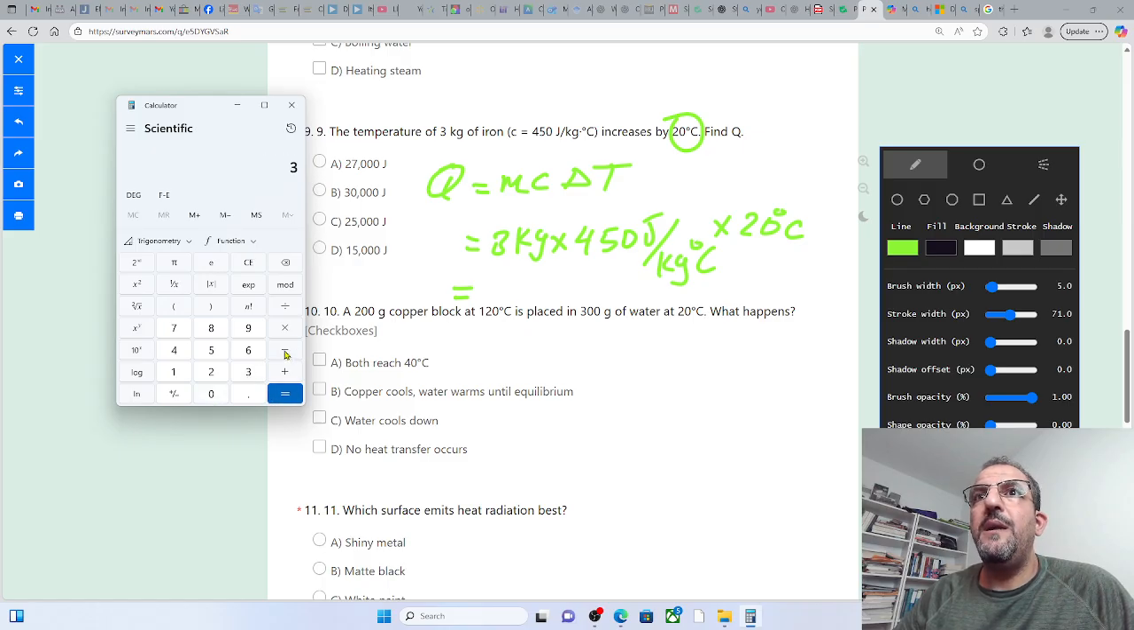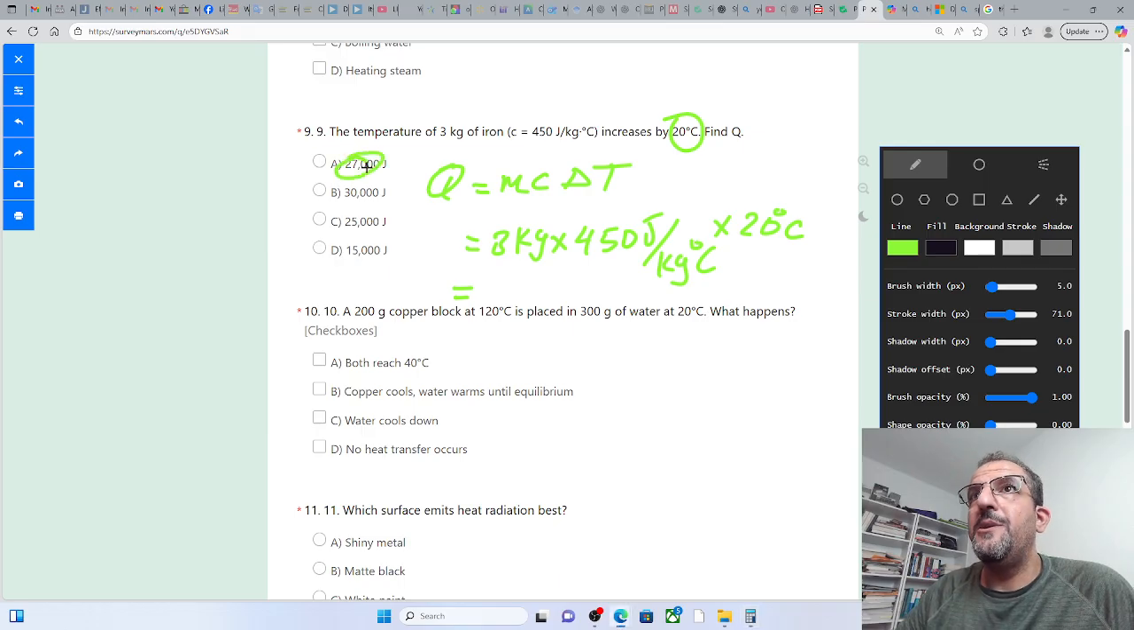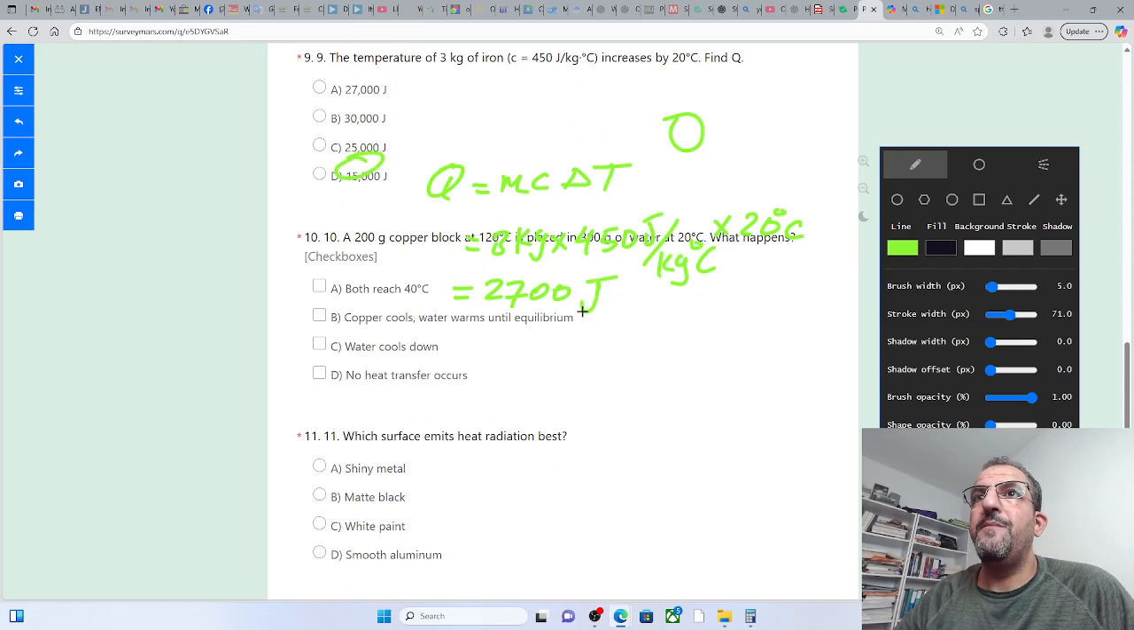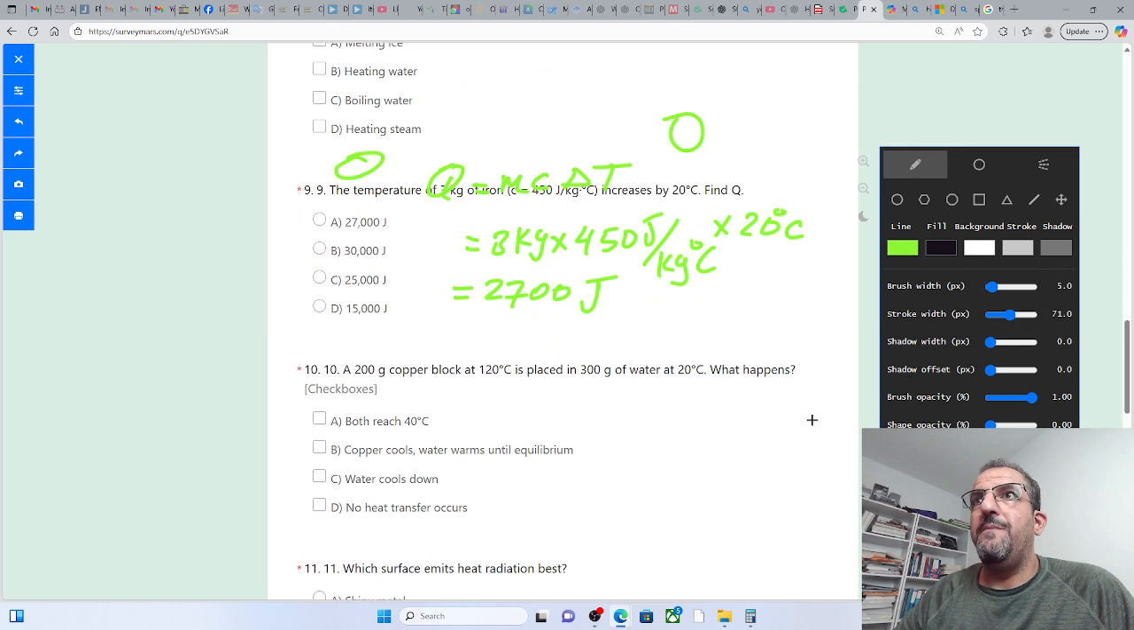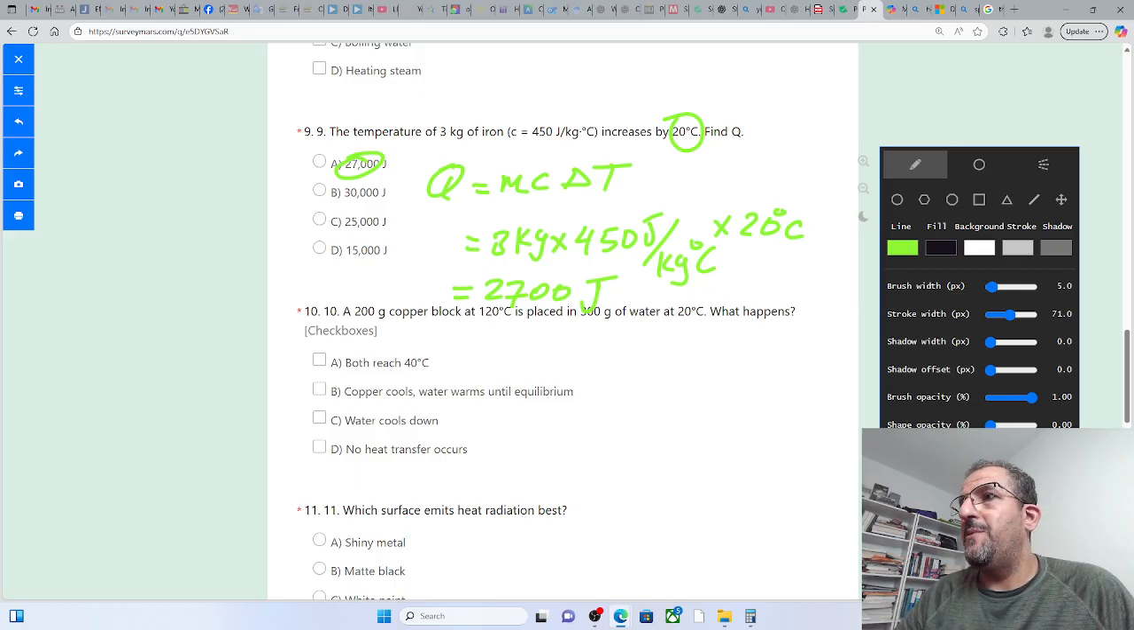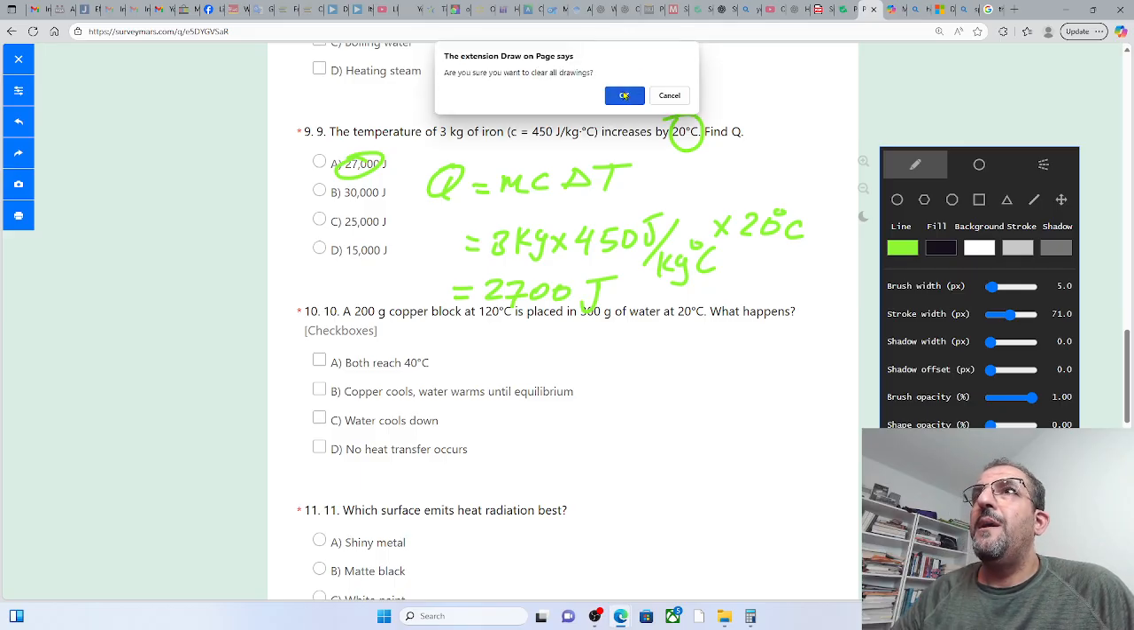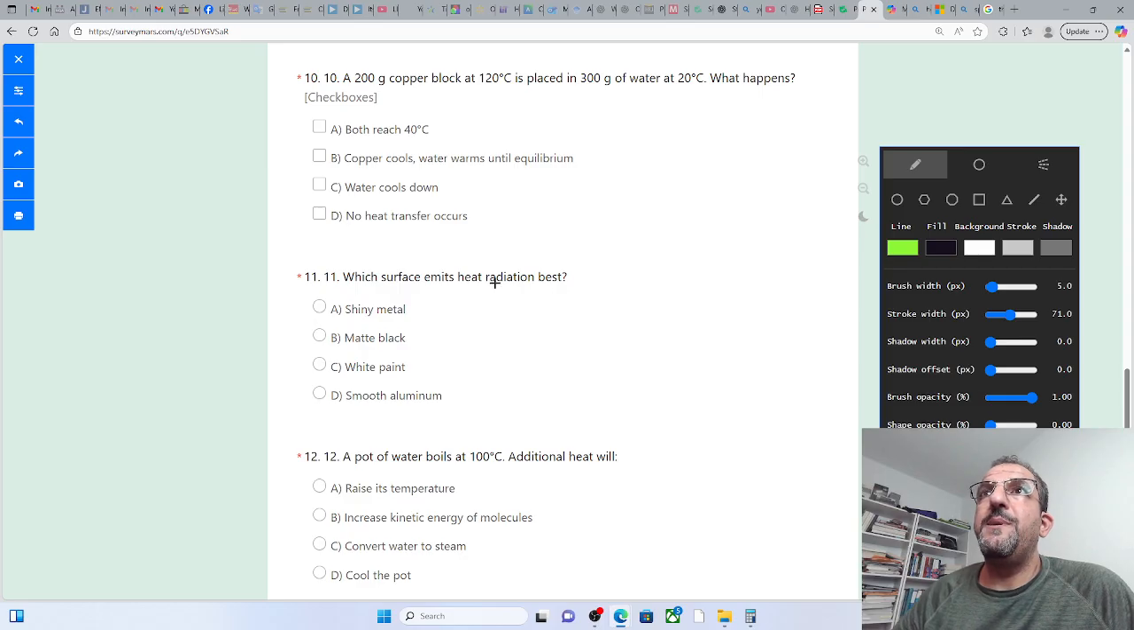And that's going to give me 3 times 450 times 20, so that gives me 27,000. So you can see that this is the right answer, which is A. So you have 27,000 joules as energy. Okay, so we are done with number 9. Let's move now to number 10.